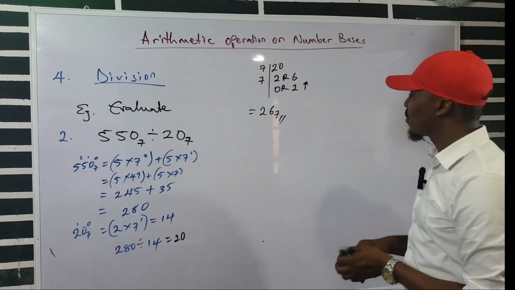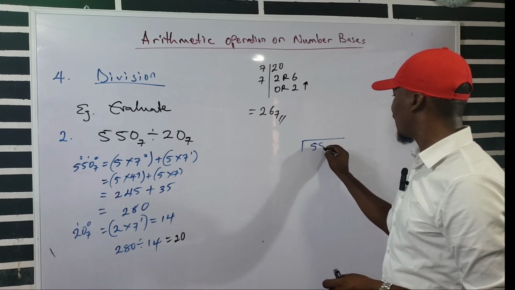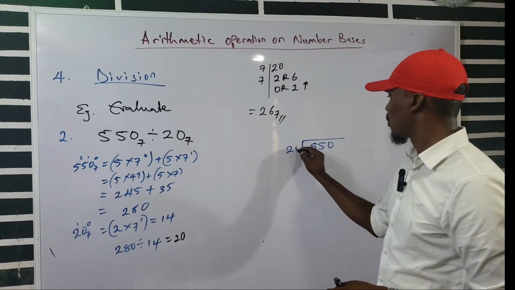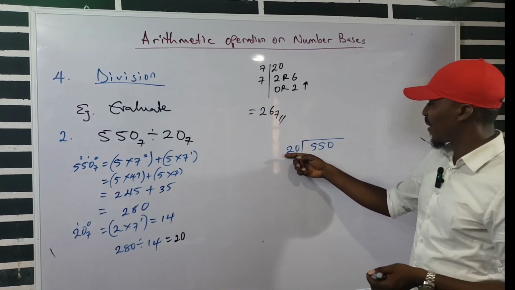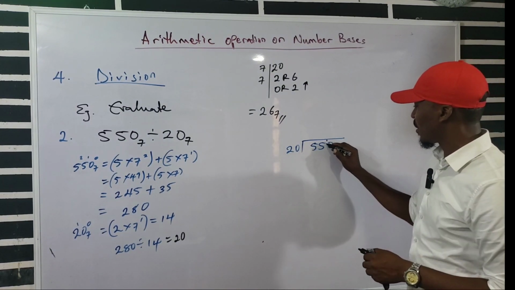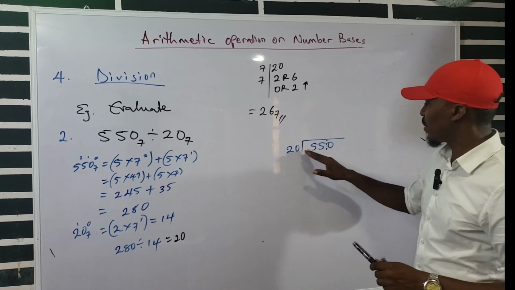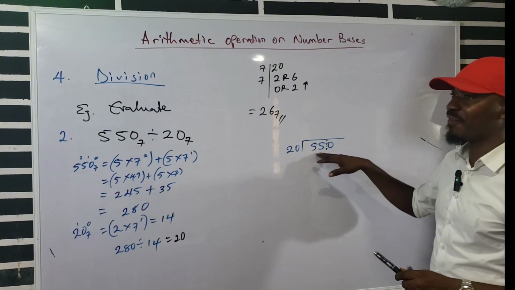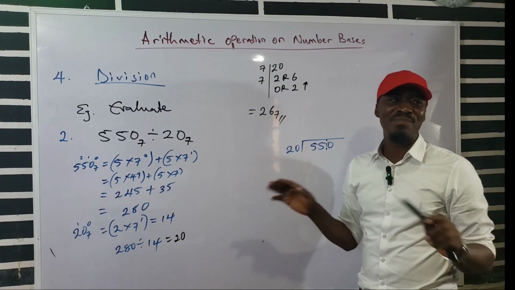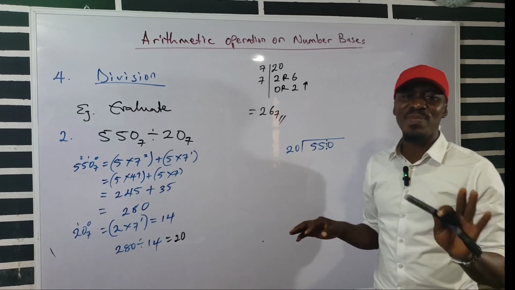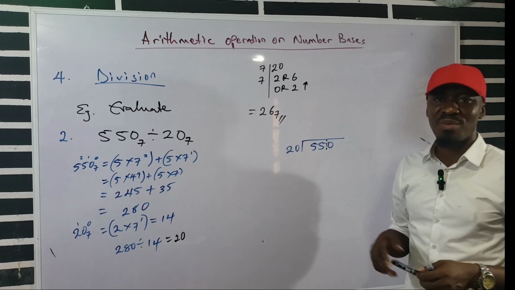Okay. Then if you want to use long division, let's do long division: 5, 5, 0, 2, 0. Here, the question is, first pick the first two digits, which is 5, 5. How many 2, 0 are you going to get in 5, 5? Remember, you are not doing this in base 10. You're actually doing it in base 7. So this is another thing you have to remember.